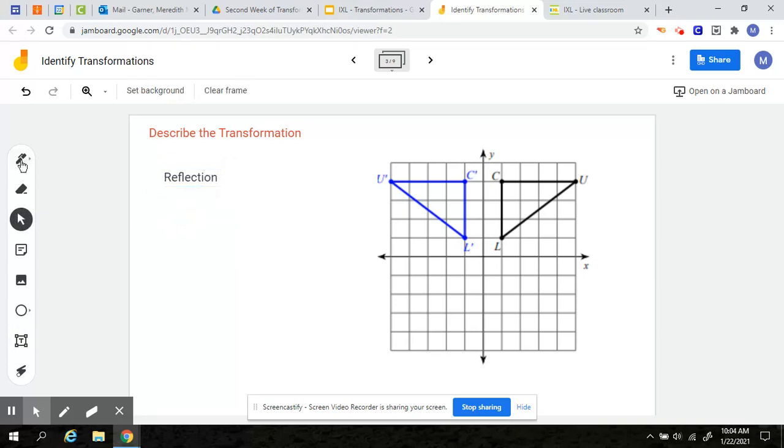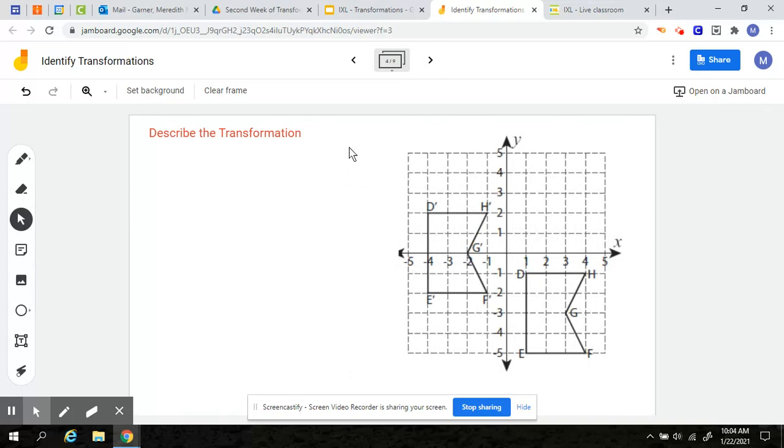To describe a reflection, I need to say what it flipped over. In this case, I'm going to draw this line. Notice that this is the line that it has flipped across. I see that this is the y-axis. So my final answer here is that this is a reflection across the y-axis.